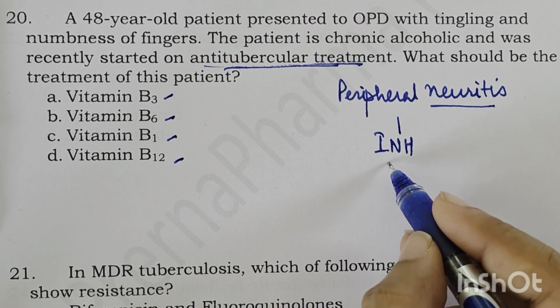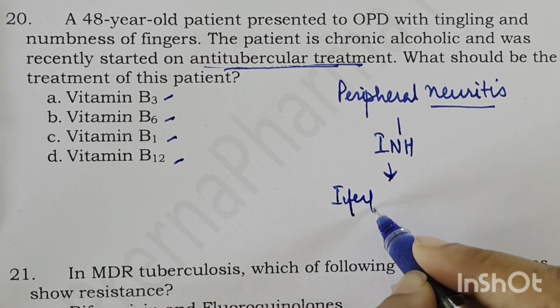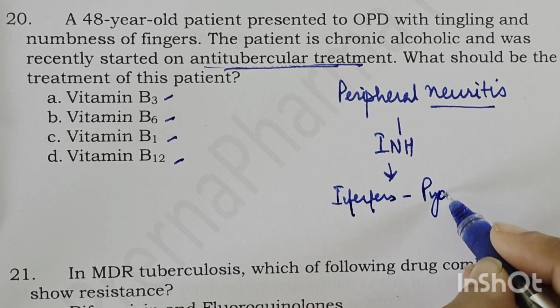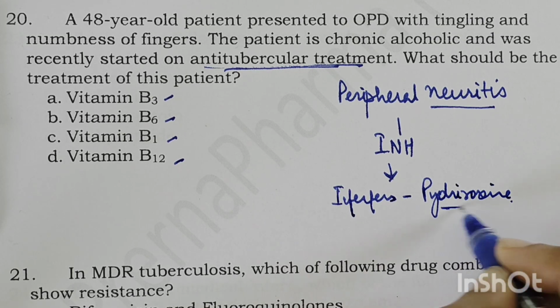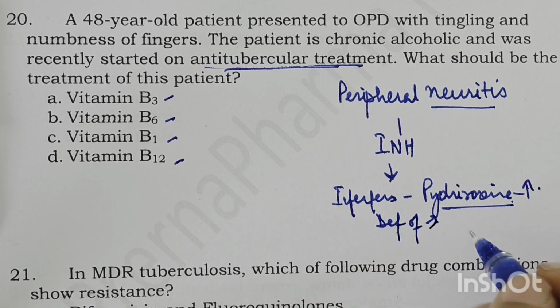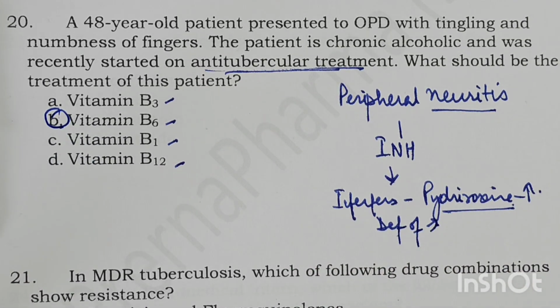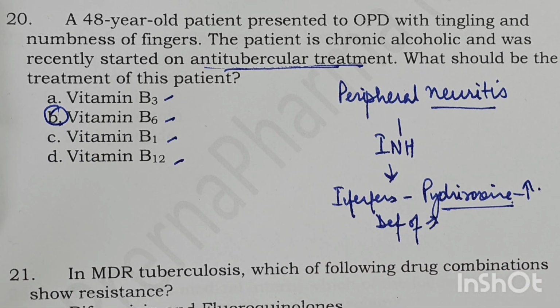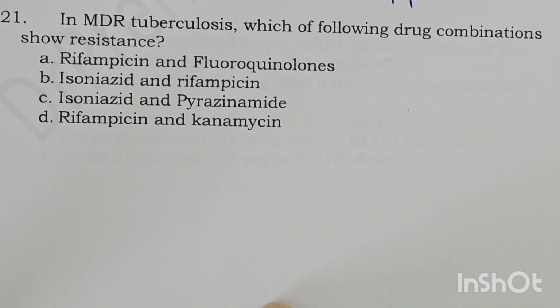Now this is because INH interferes in the utilization of the vitamin, that is pyridoxine, right, and it causes increased excretion. So deficiency of pyridoxine is causing this. So pyridoxine is vitamin B6, so the correct answer here is vitamin B6. So we need to replenish pyridoxine to treat the peripheral neuropathy.